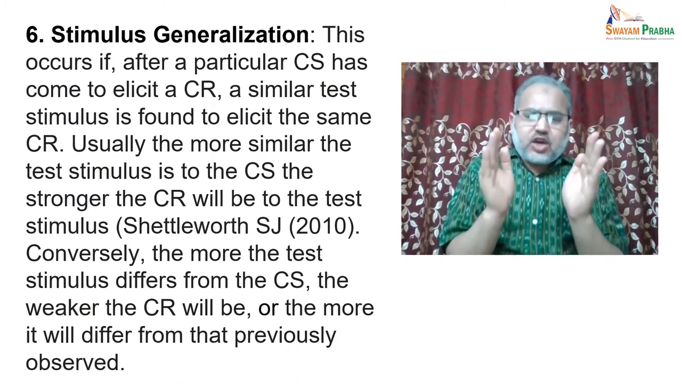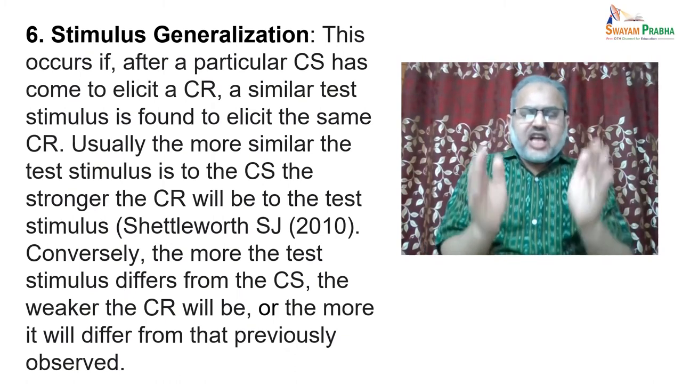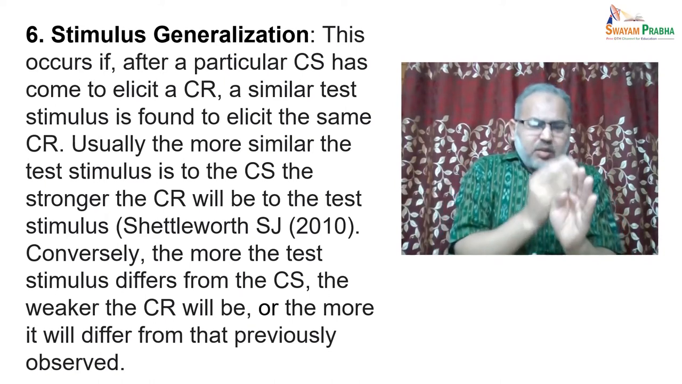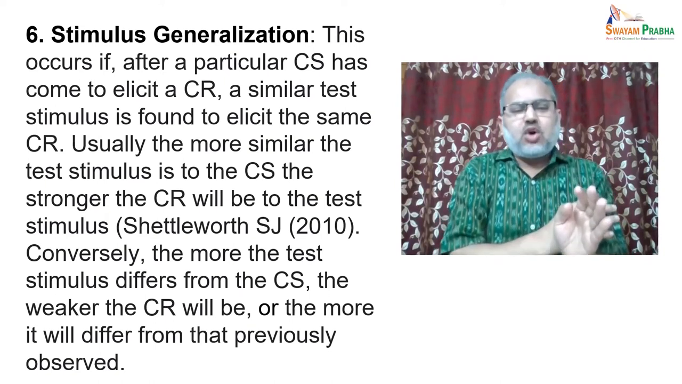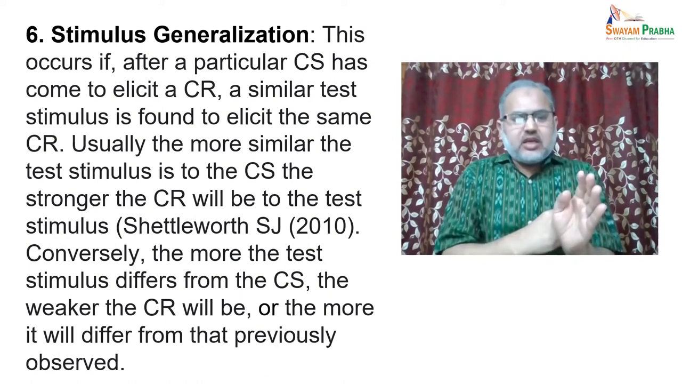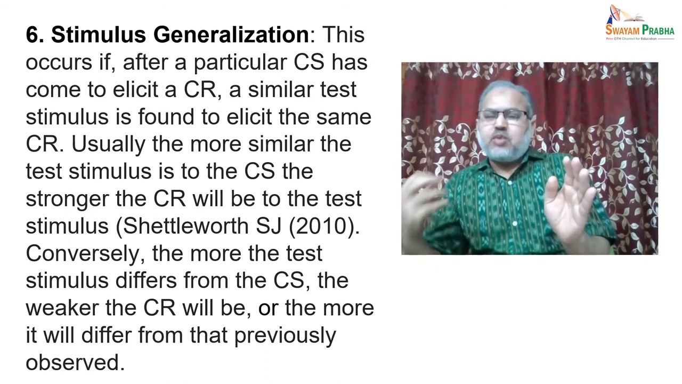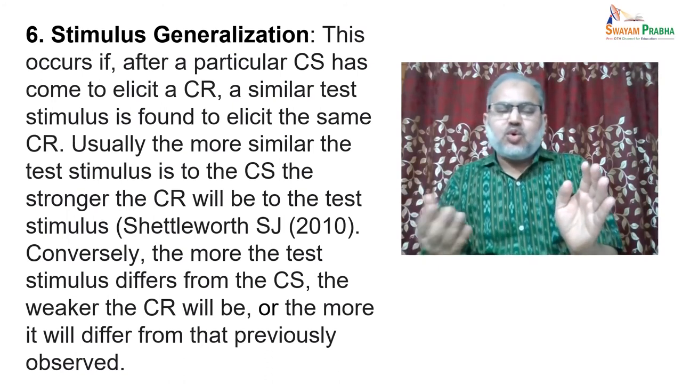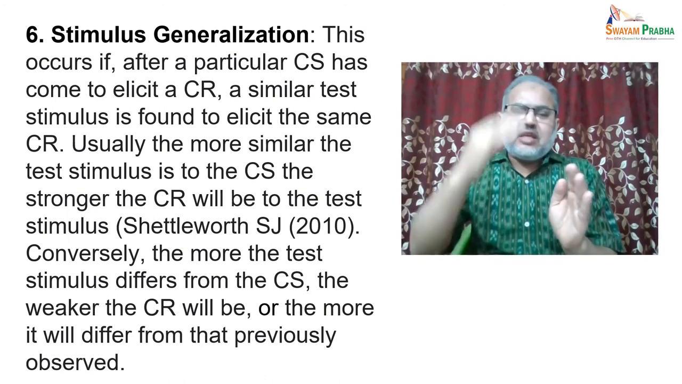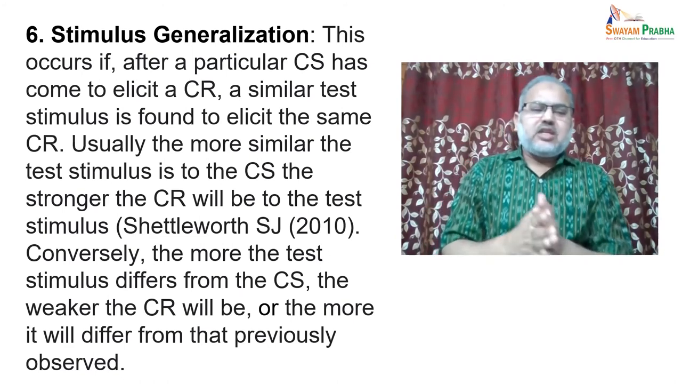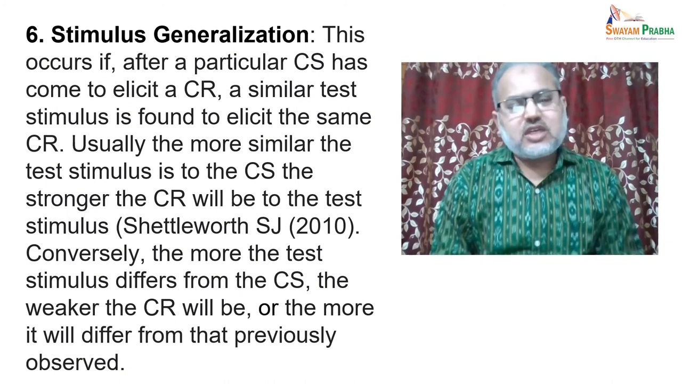So whatever bond has been formed between a stimulus and response, if the same kind of stimulus is provided to the organism or to the learner, it is found that the same sort of response is given by the learner. So here we can see that the stimulus is generalized by the learner. This is basically the concept of stimulus generalization.